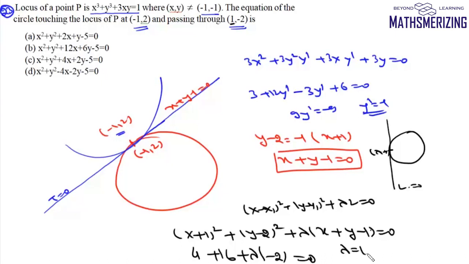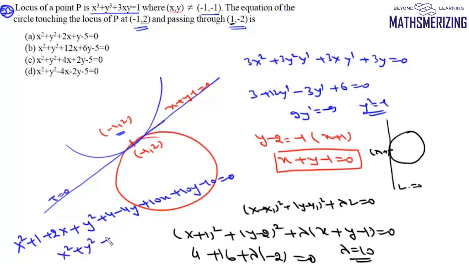So value of lambda is simply 10. So we'll put lambda as 10. Then we'll write this equation as x square plus 1 plus 2x, y square plus 4 minus 4y plus 10x plus 10y minus 10 equals 0. So this is x square plus y square plus 12x plus 6y minus 5 equals 0, and that's your option B.